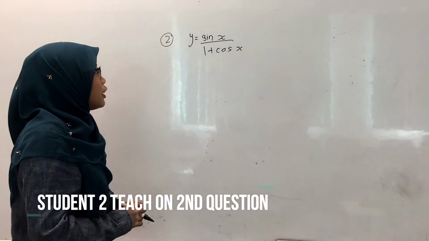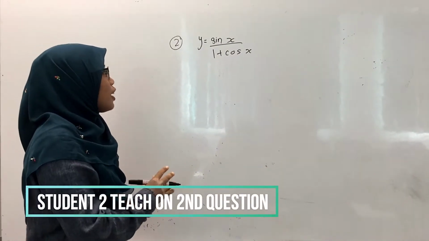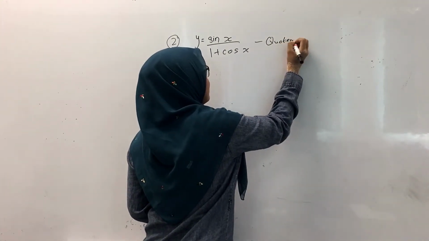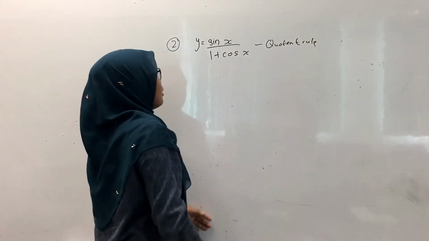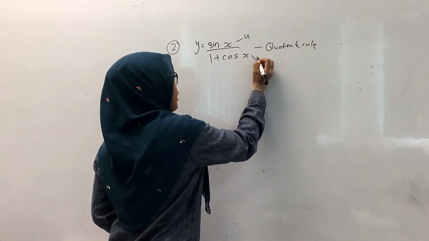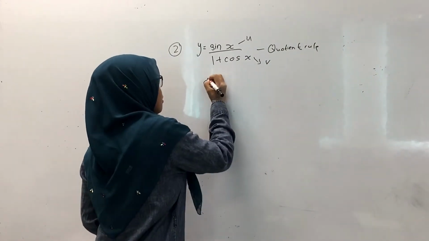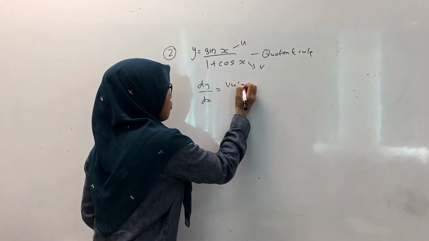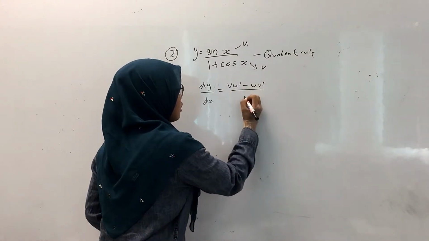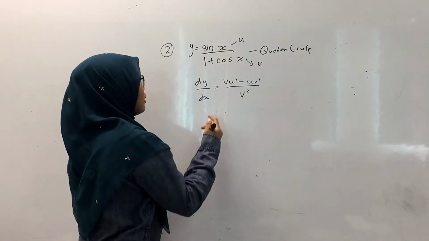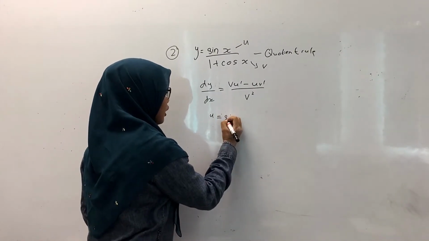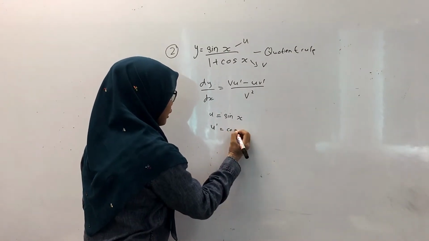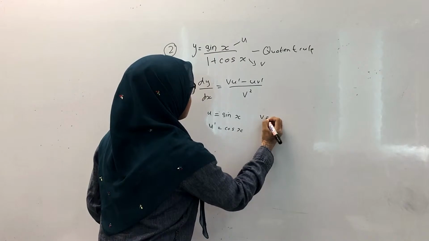Please, no problem. So I'm going to solve question number 2. For question number 2, we are going to use the quotient rule. This one will be u, while at the bottom will be v. So we are going to use the formula dy over dx equals v u prime minus u v prime over v squared. So we take sin x as u equals sin x. The derivative of sin x will be cos x, while v will be 1 plus cos x.